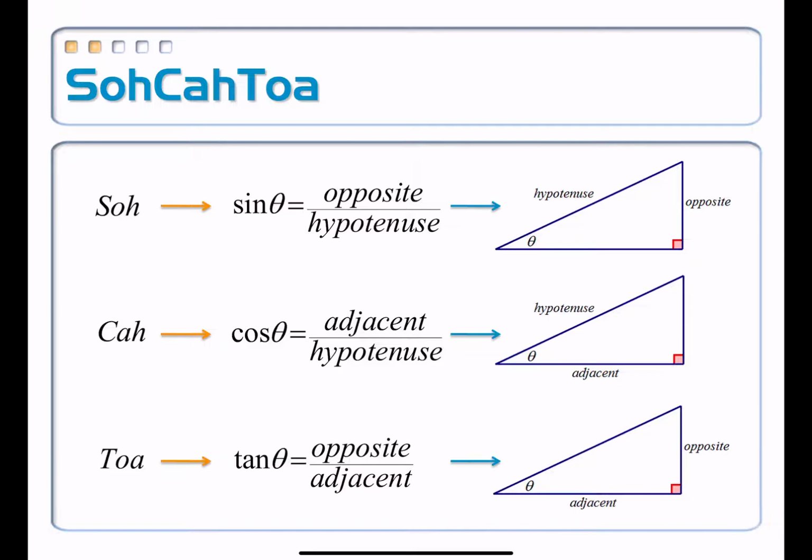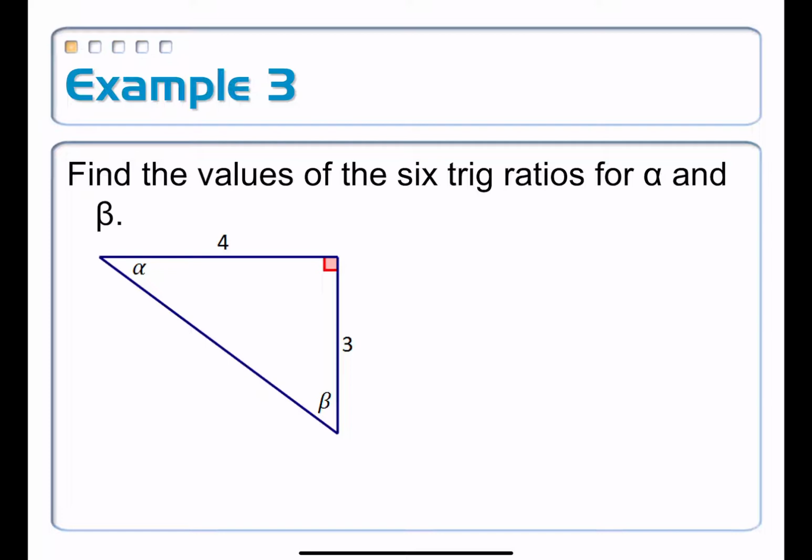So pick one of these things to help you remember, or maybe even come up with your own, that sine is opposite over hypotenuse, cosine is adjacent over hypotenuse, and tangent is the opposite side over the adjacent side for any right triangle. All right, let's take a look at an example.